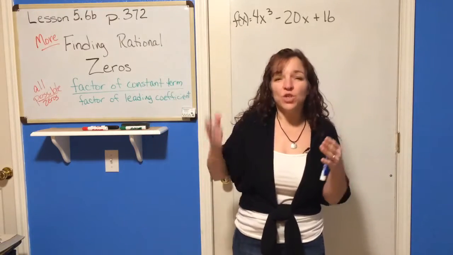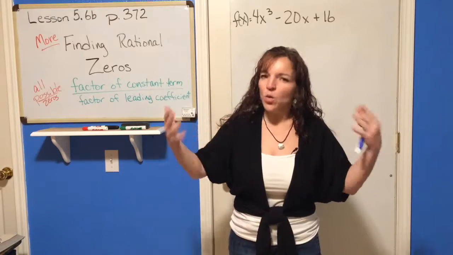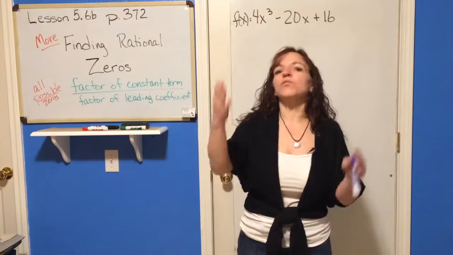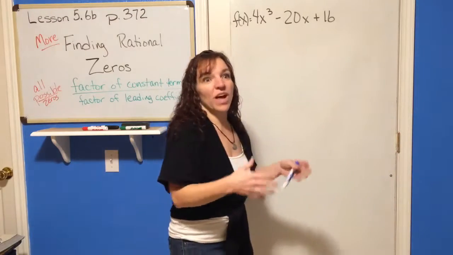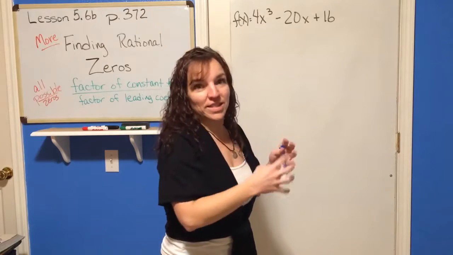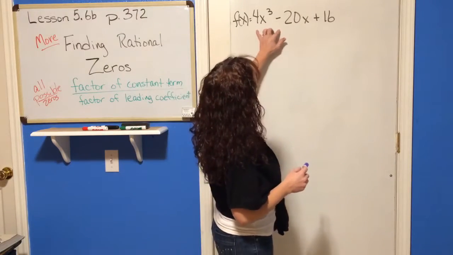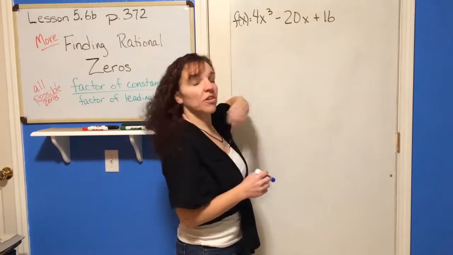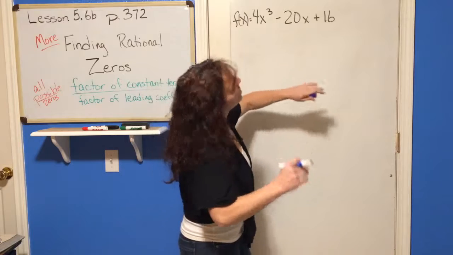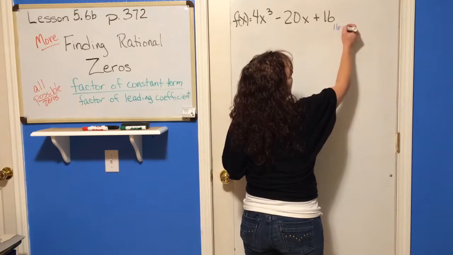But then we have to go through one by one to find out, is this in actuality really a zero or not? So we've ruled out all of the things that are not possibles, and then we have to rule out from the possibles what actually is and isn't. In this case, we've got a fairly large constant term and a fairly large coefficient. So let's start with the factors of 16.